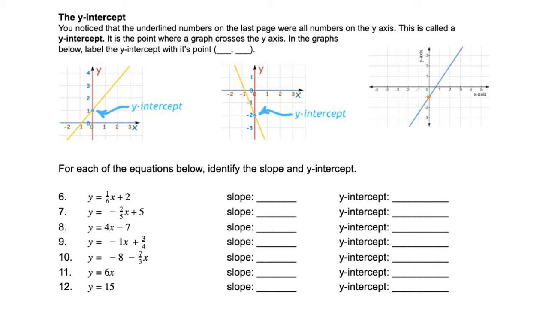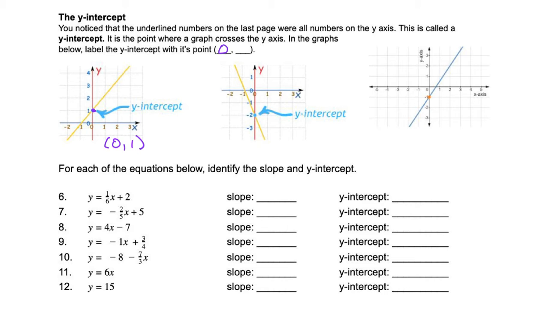In the graphs below, these three graphs right here, you are going to label the y-intercept with its point. If it's on the y-axis, what is the x value? It's always 0. So you'll only be filling in where it crosses the y-axis as the y value. For here, for example, the y-intercept is right here. The x is not changing. It's on the y-axis. It doesn't go right or left at all. It just goes straight up. And so that would be 0, 1. You are going to do that for the next two.